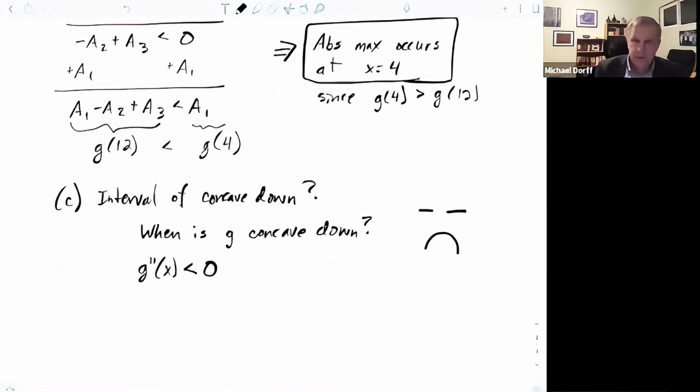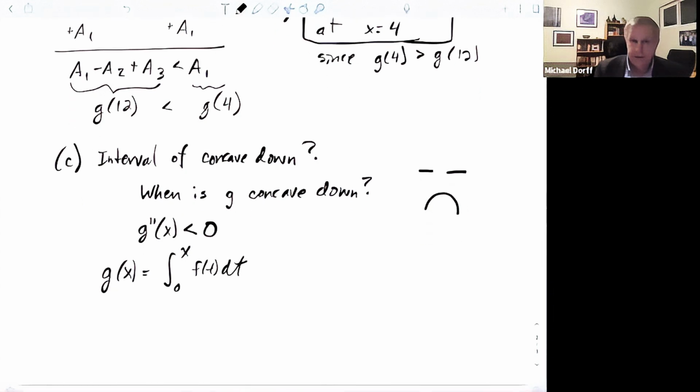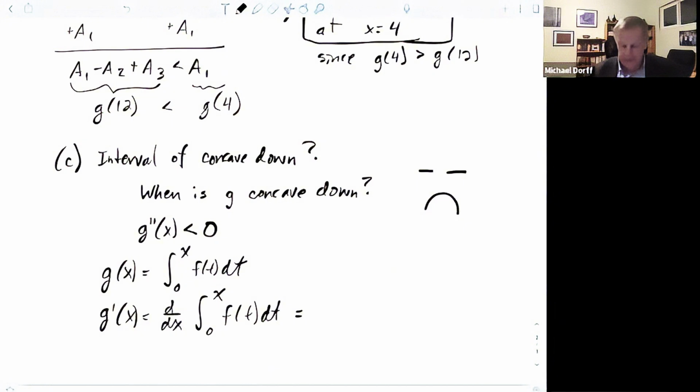Well, now let's compare this to f. What is g? g is the integral from 0 to x of f of t dt. So now that's the g. I want to get the second derivative. So what's the first derivative? The first derivative would be to take d dx of the integral from 0 to x of f of t dt. What is the derivative of the integral of f of t dt? That is just f of x. And that comes because of the fundamental theorem of calculus.